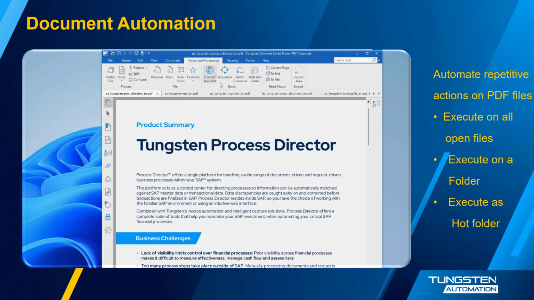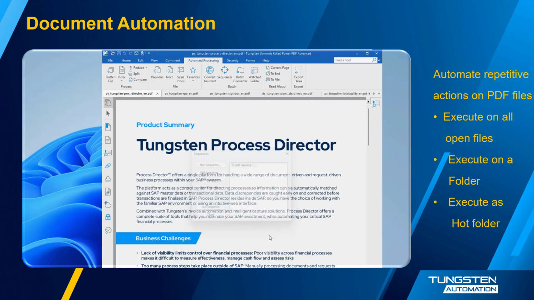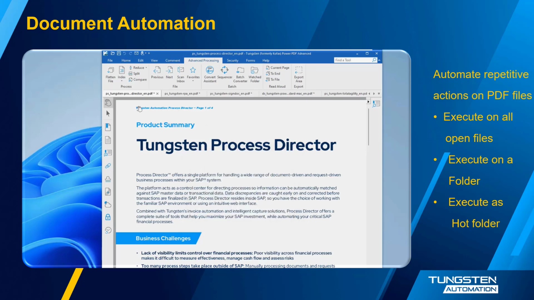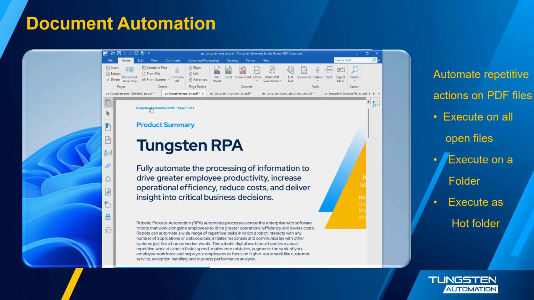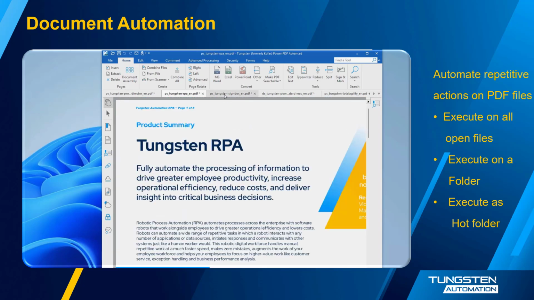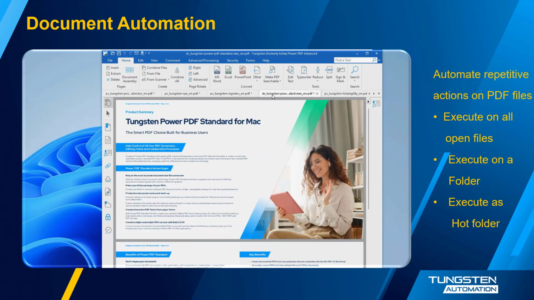In this example, I have 6 files where I needed to add a header. Instead of doing this individually, I ran a sequence which was previously created with the required parameters, and it was automatically applied to all open files. A sequence can be applied to all files in a folder, all open files, or even be run as a hot folder task.